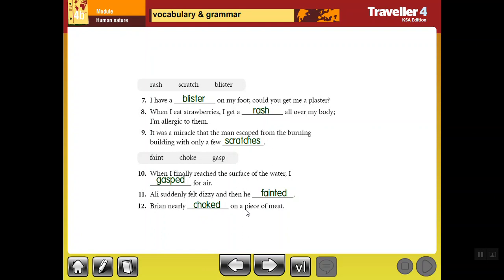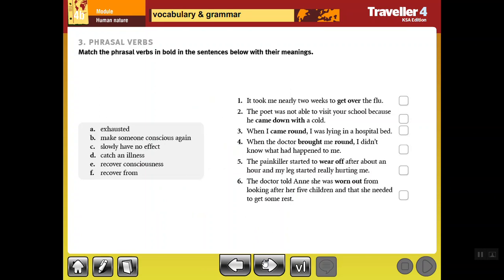So you need to study them again and again until you understand the meanings and can use them correctly. The last part of our lesson for today, my dear students, is phrasal verbs. Phrasal verbs are verbs made up of more than one word, and they usually give different meanings, not literal. Translation cannot give you the correct meaning. Match the phrasal verbs in bold in the sentences below with their meanings. These are the meanings of the verbs. We have 6 meanings, and the verbs are inside the sentences.